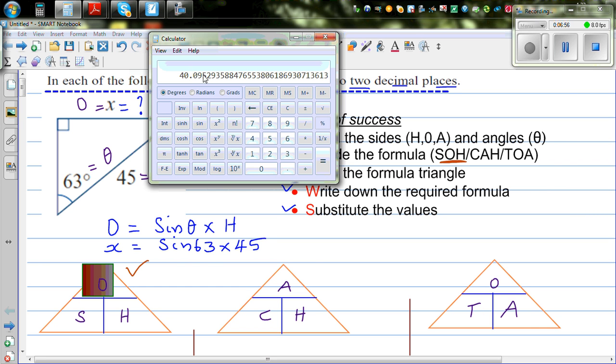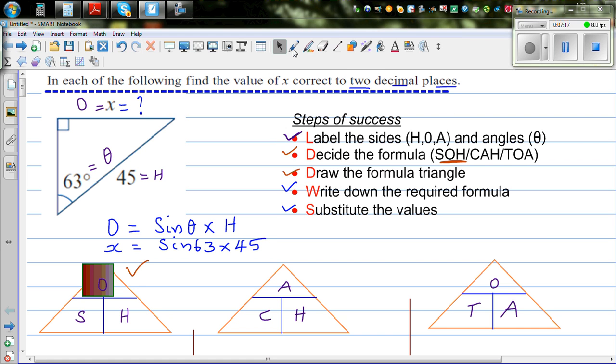40.095. The third decimal value is 5. And if the third decimal value is 5, 6, 7, 8, or 9, you have to increase the second decimal value by 1. So 0.09, if you increase that by 1, will be 40.10. So as you're rounding to 2 dp, you have to write x as 40.10. The units are not given, so I'm not writing units. So this is 2 dp.